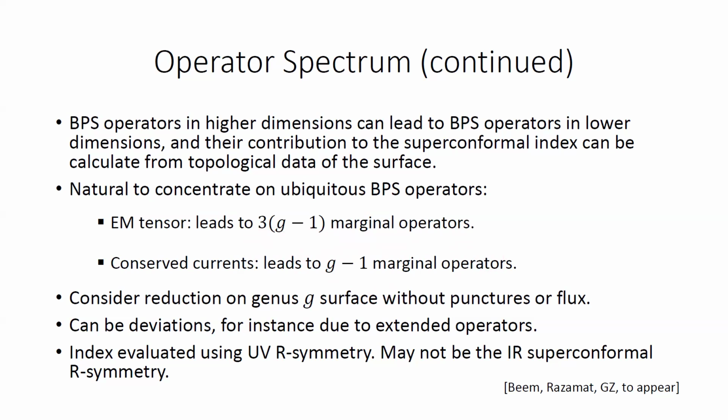Now, finally, when you do the superconformal index, you need to choose an R symmetry that you will use as your superconformal R symmetry. Here I'm assuming that the R symmetry you use is the UV R symmetry. So when I'm saying that you get a marginal operator, it assumes that this UV R symmetry is the superconformal R symmetry in the IR.